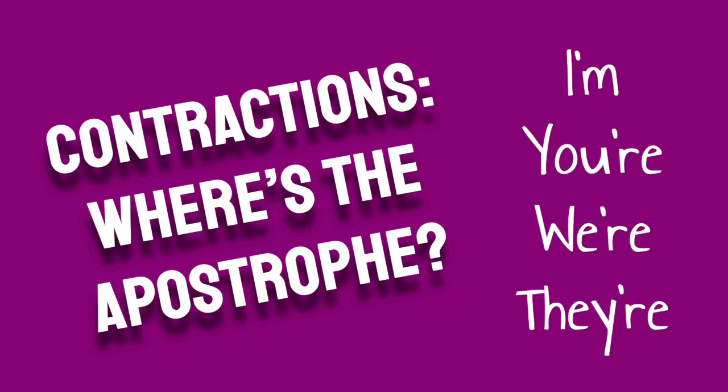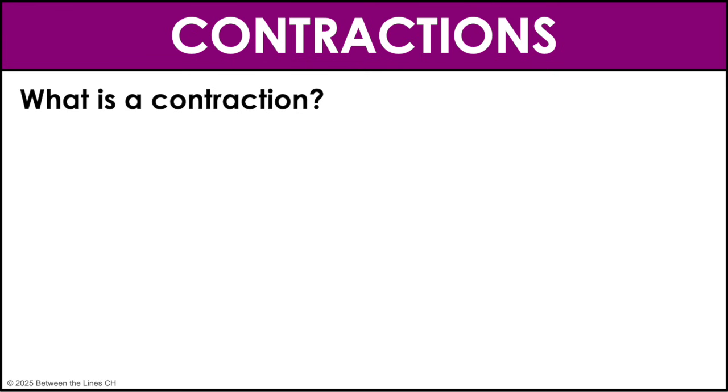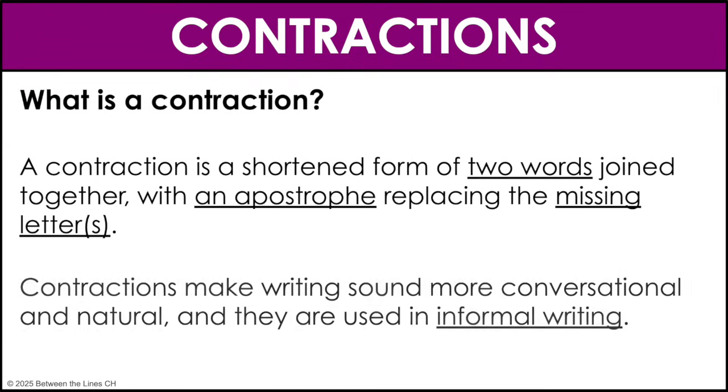We're talking about punctuation contractions, which are actually really simple once you understand what they do. What is a contraction? A contraction is a shortened form of two words that are joined together. When we create a contraction, we use an apostrophe to replace the missing letters. The main purpose of contractions is to make your writing sound more conversational and natural, the way people actually talk. You use contractions all the time when you speak, and they're very common in informal writing.